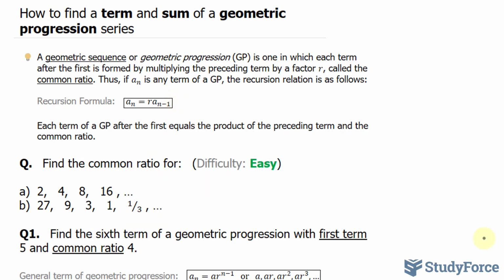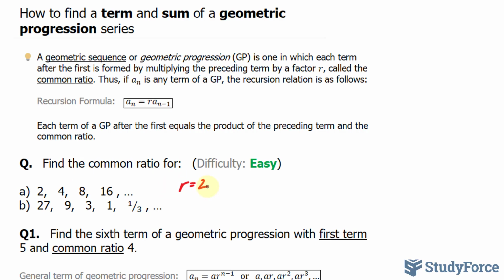Let's start off with a very simple question. Find the common ratio for a and b. As mentioned in this introduction, the common ratio is the number by which each of these terms is multiplied to get to the next. So how do we go from 2 to 4? How do we go from 4 to 8? And so on. The common ratio for all of these terms is simply 2. Therefore, we will denote r as 2.